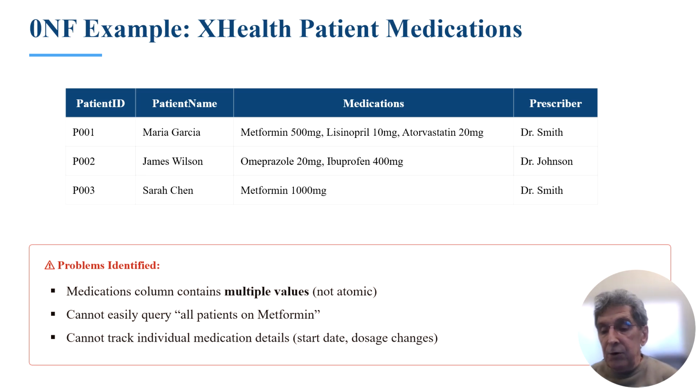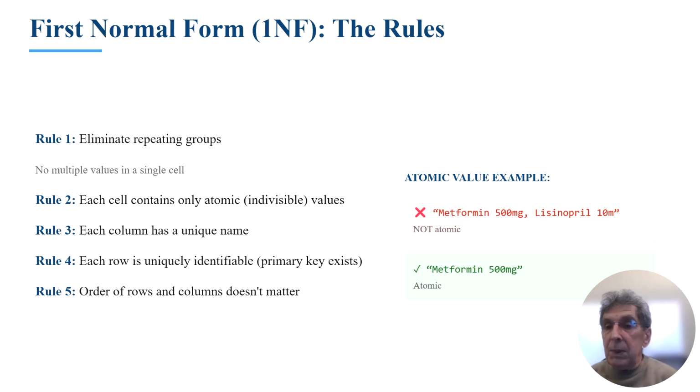This data needs to be in first normal form. Let's establish the rules for first normal form. Rule 1. Eliminate repeating groups. You should not have columns like diagnosis 1, diagnosis 2, diagnosis 3. If you need multiple values, they should be in separate rows, not separate columns.